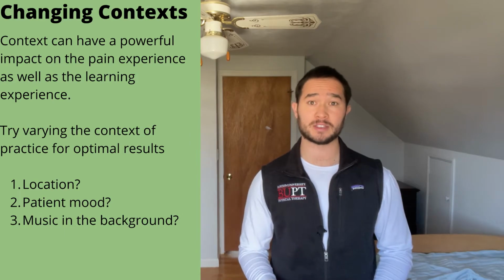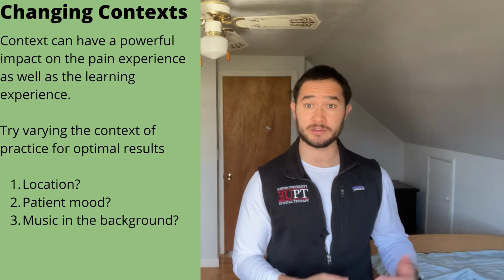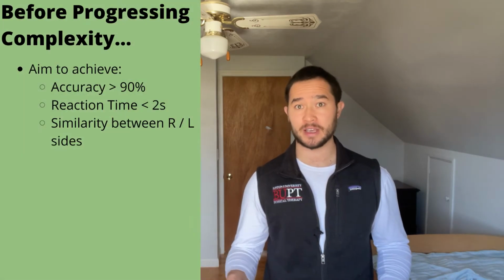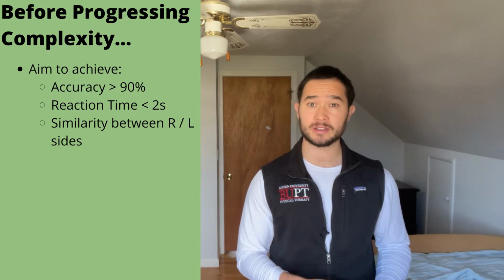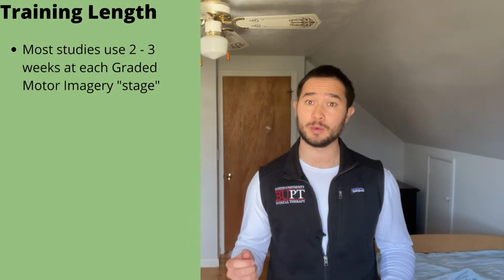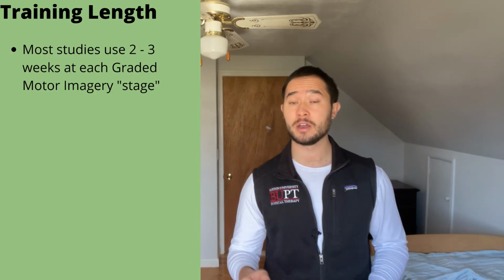You could also consider varying the context in which the patient practices, consistent with principles of variable practice for learning. For example, the patient might try practicing in different locations, in different moods, or even with different music playing in the background. In general, look for patients to achieve accuracy of about 90% with average response times below 2 seconds and relative accuracy between sides before progressing task complexity. In terms of total training duration, most studies have used a training period of about 2 to 3 weeks for left-right judgment training before progressing along the graded motor imagery ladder to imagined movements.